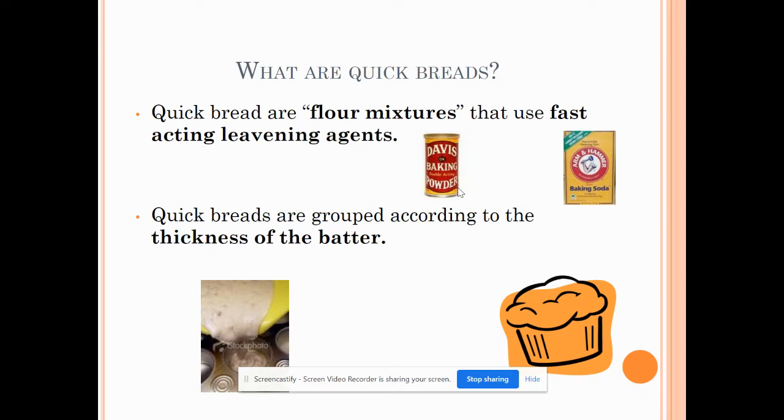Quick breads are grouped according to the thickness of their batter. So, is this something that can be poured? Is this something that has to be dropped by the spoonful? Or is this something that could be shaped with your hands?